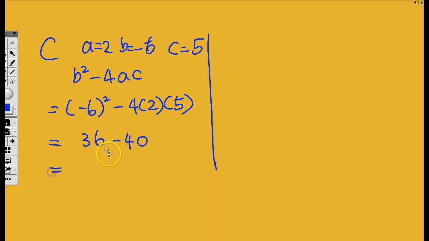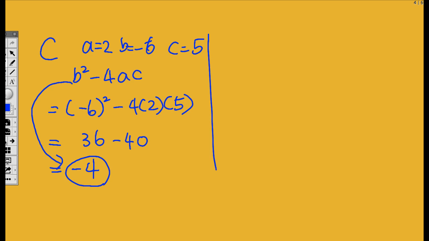Oh, wow, look. What is 36 minus 40? When we have two different symbols, you subtract. 40 minus 36 is 4. And then you keep the symbol for the bigger number. Oh my goodness, yay, we have a negative number. Our discriminant is a negative number.